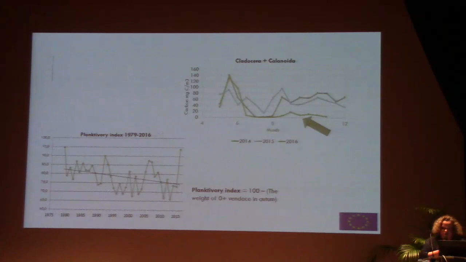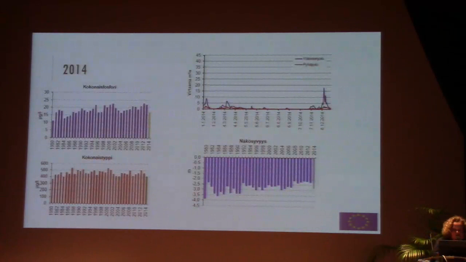It was even in the Finnish national news that we had lost our zooplankton. But first, in 2014, there was almost no load. It was very clear water quality, low phosphorus, low nitrogen, good Secchi depth, and it was due to this almost zero load and flow.